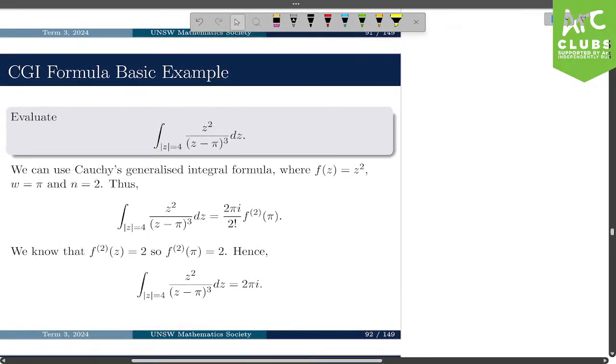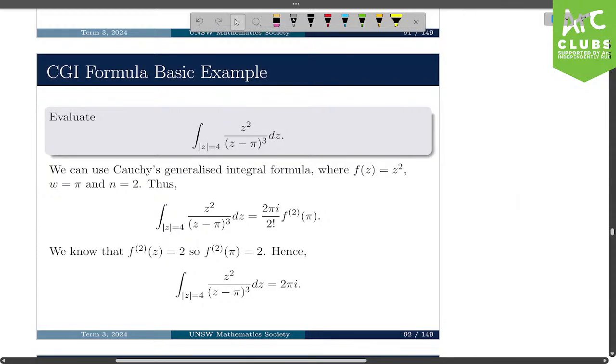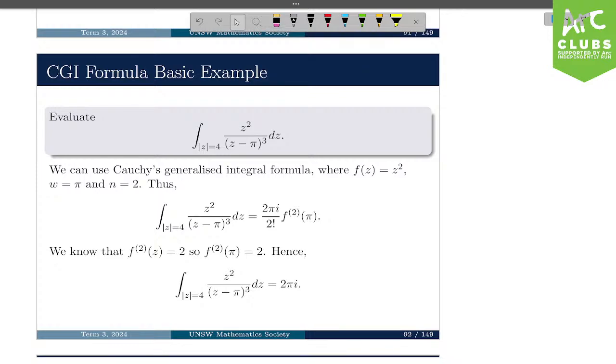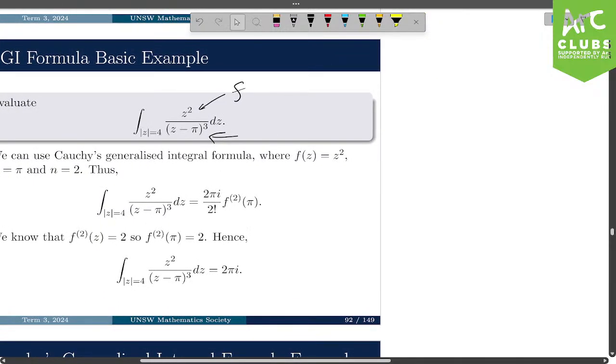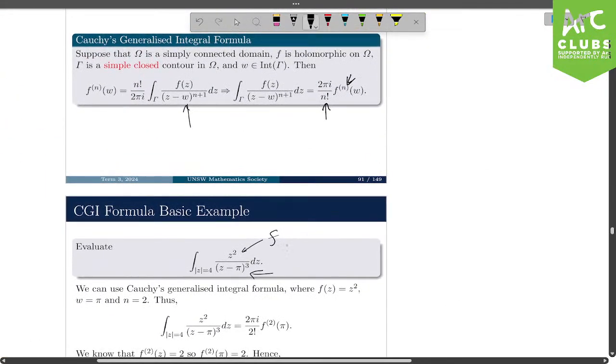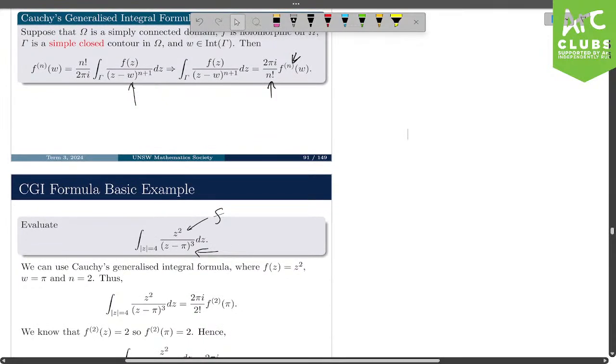Let's do this. So here we have a basic example. We're integrating about the circle of radius 4 of z squared on (z minus pi) all cubed. Now, this part looks like our f, and this looks like our pole of degree 3. And so we'll scroll back up a little to our formula, and we'll just use that as required because we understand that pi is within our boundary.